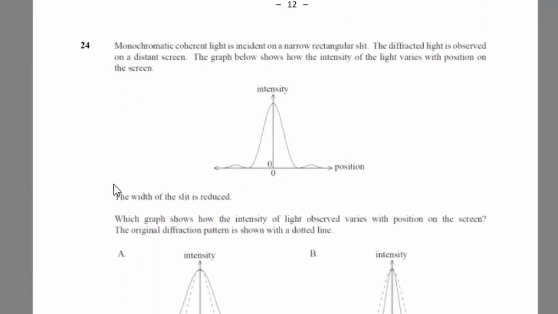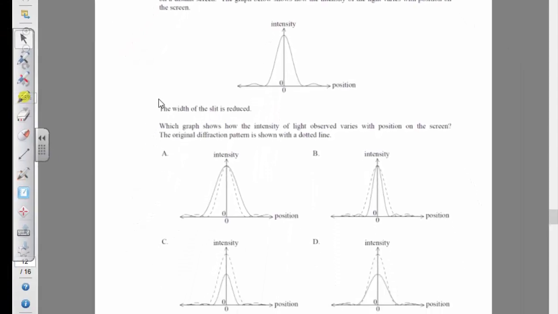Okay, monochromatic coherent light is incident on a narrow rectangular slit. The diffracted light is observed on a distant screen. The graph shows the intensity. The width of the slit is reduced. Okay, if we reduce the width of the slit, it means the pattern is going to spread out. Which graph shows the intensity of light observed? The original diffraction pattern is shown with a dotted line. So we're going to get a pattern that is spread out.